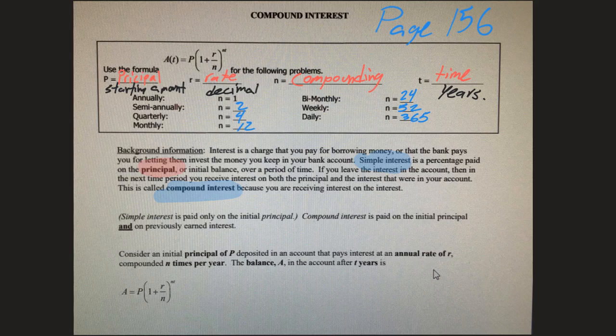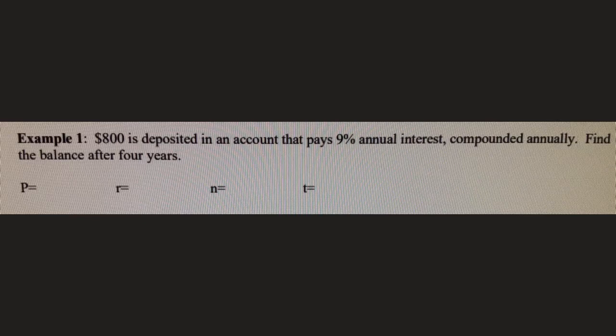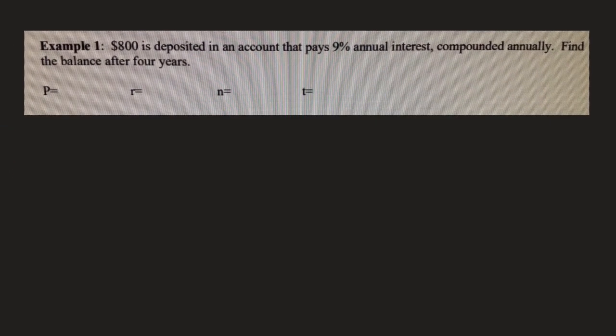Let's see an example. Here we go. This is $800 is deposited in an account that pays 9% annual interest compounded annually. Find the balance after 4 years. We're going to start by identifying what our variables are. $800 is deposited. That sounds like my starting amount, so I'm going to call that my P, $800. The account pays 9% annual interest, so 9% per year.